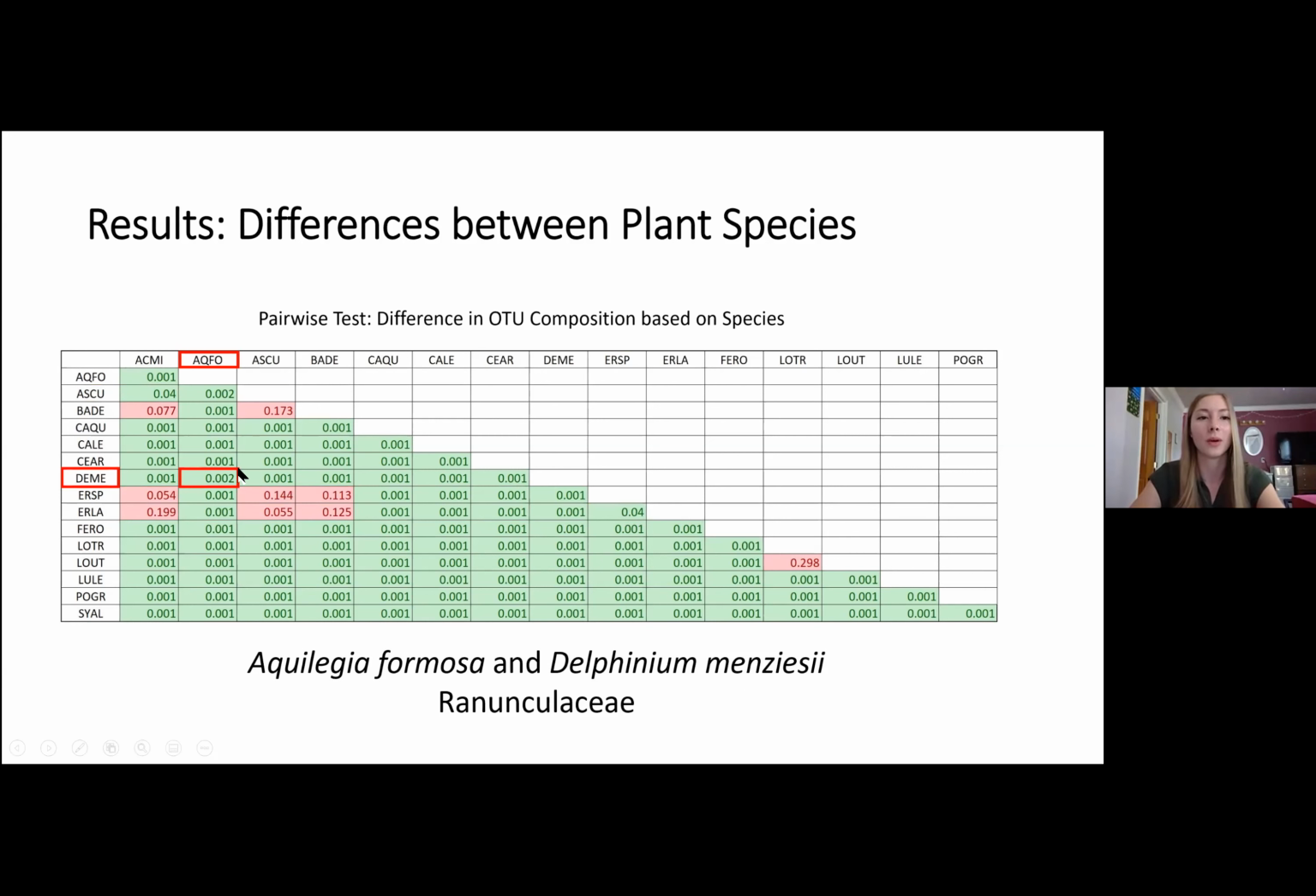However, there was one exception to my brilliant, wow, plants belonging to the same family all have very similar OTU compositions. Ocpho and Demi both belong to the Ranunculaceae plant family. However, they had a very, very small p-value, indicating that there are differences in their bacterial OTU compositions.